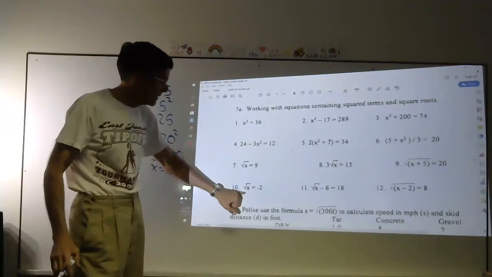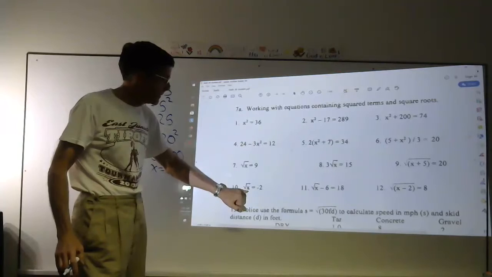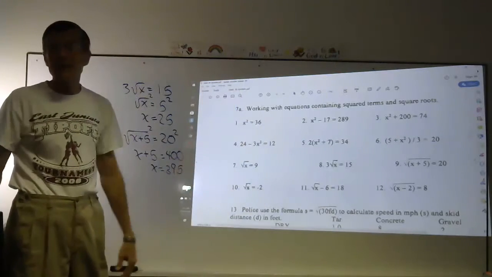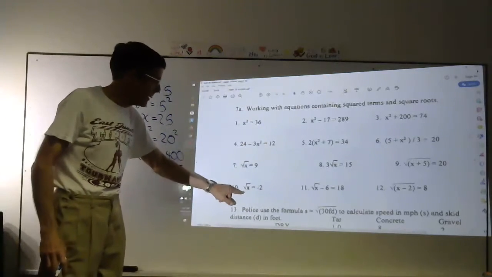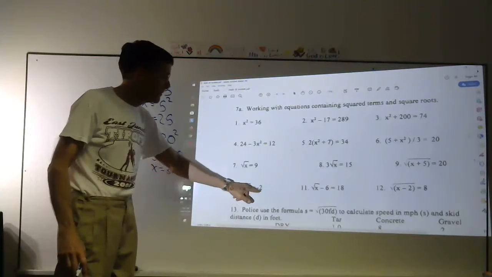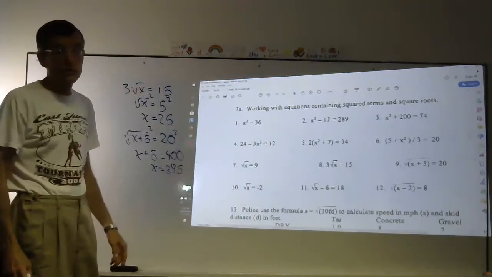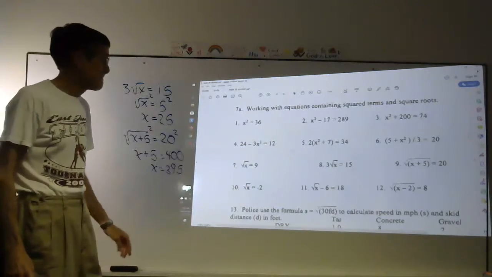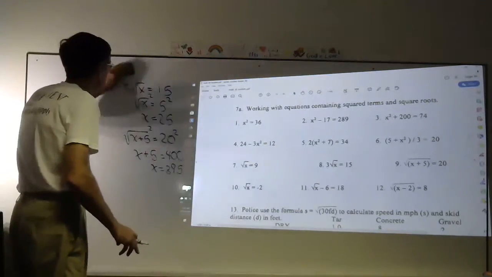This one is saying, if the positive square root is negative, it can't be. This sign means the positive one. It can't be that a positive square root is negative. There is no answer to problem 10. Okay? Let's look at 11.